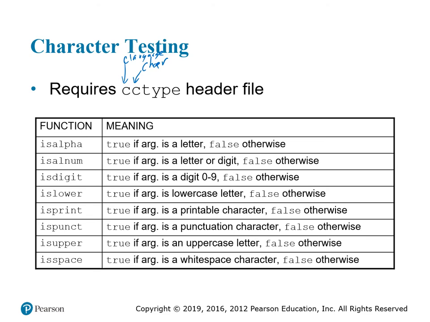Character testing is something you might do if you're processing text. If you want to know how long the first word that somebody typed was, you could step through one character at a time and call the isalpha function to find out if you're still looking at a letter. If you want to know how long a number is that you want to convert into an actual numerical integer, you might keep walking through the string as long as isdigit returns true.